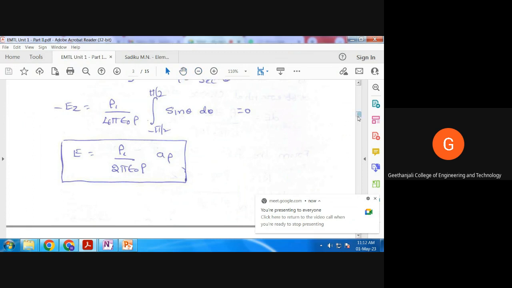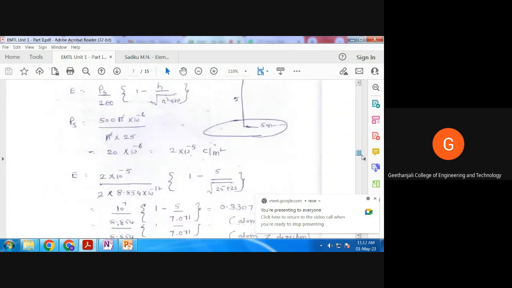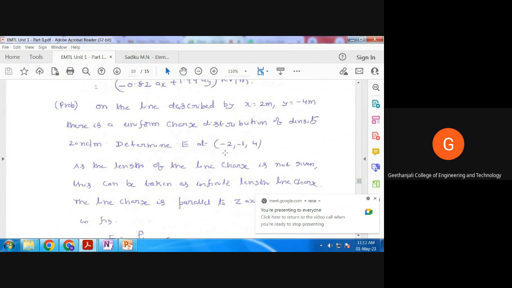Now let us do one problem. On the line described by x is equal to 2 meters, y is equal to minus 4 meters, there is a uniform charge distribution of density 20 nanocoulombs per meter. Determine the electric field at minus 2, minus 1, 4. So the line charge density is 20 nanocoulombs per meter. Because the length is not given, you can take it as infinite length line charge.